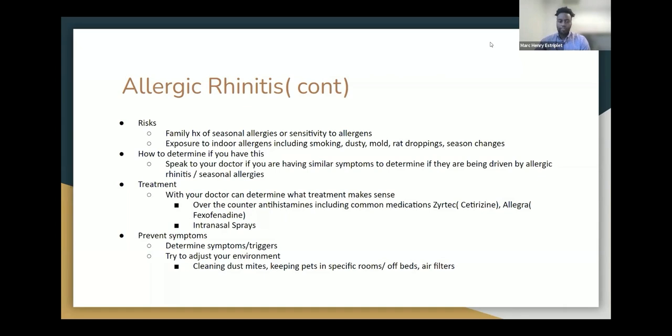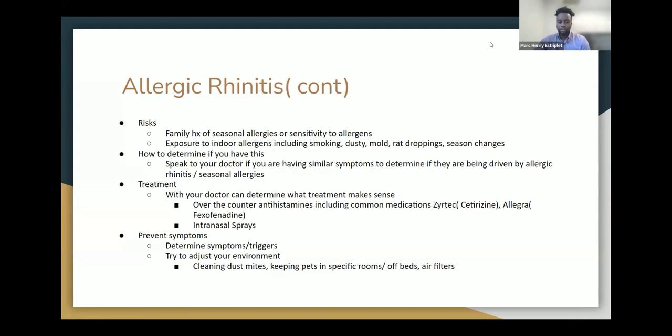To figure out if you have this, it's important to speak to your doctor if you're having some of these symptoms. What I would recommend is, if you think you might have something similar, just jot down when you're having symptoms, where and when, what time of the day, and what you might have been around, and bring that information to your doctor. And you can have a conversation with your doctor about whether these potentially are your symptoms and what you might be experiencing.